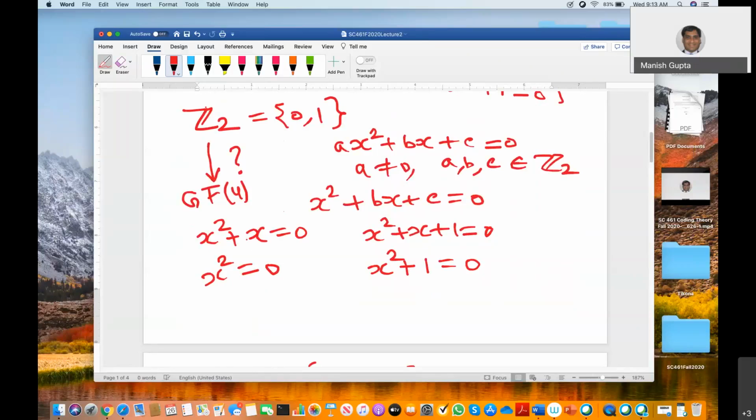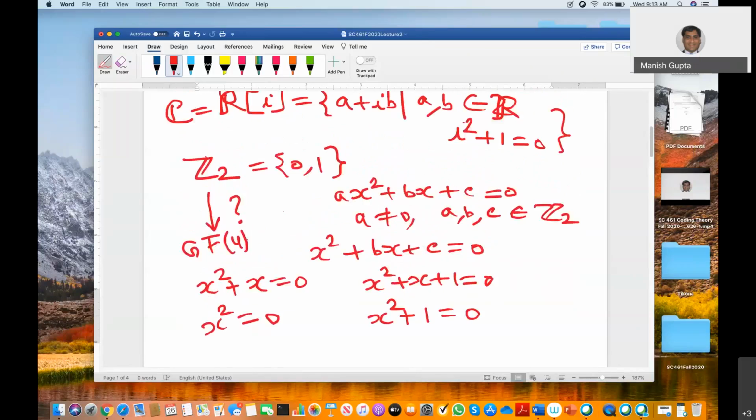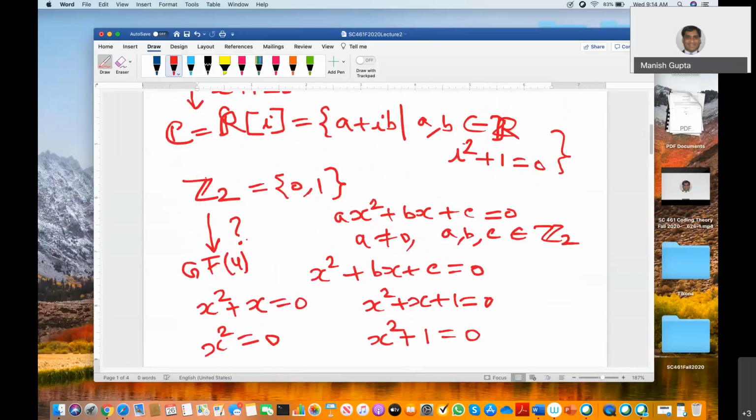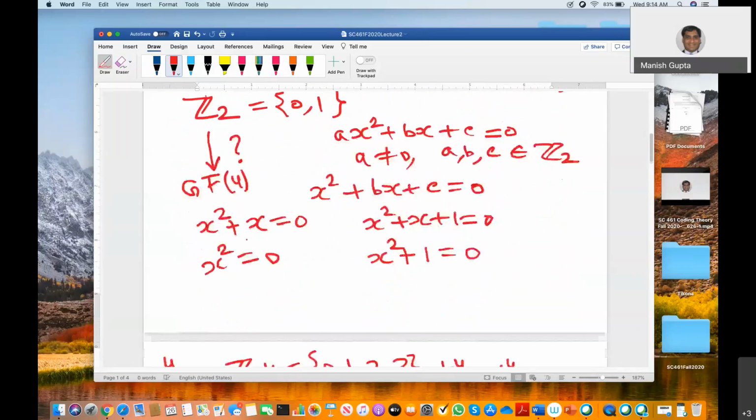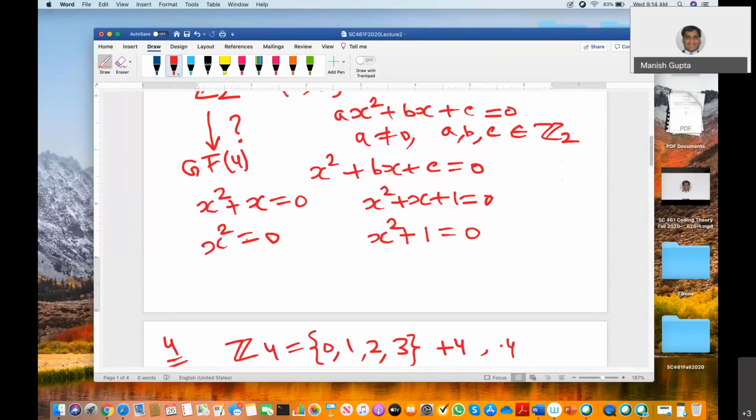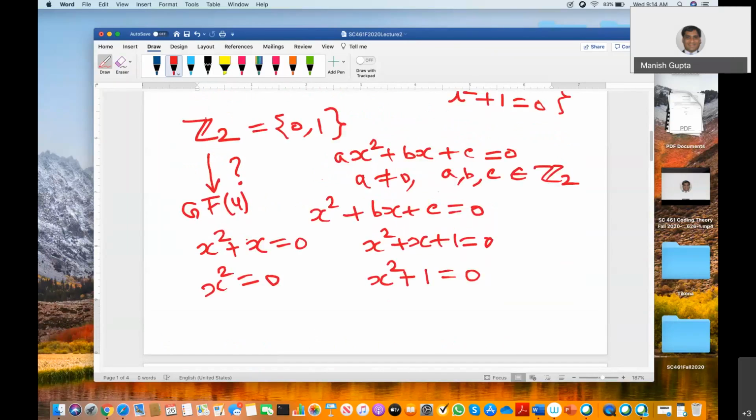Now, the first condition that we need to check for each of these 4 equations is, are there any roots in Z2? So let us focus on the first equation. x square is equal to 0. We know that x equal to 0 is a root here in the ground field. So this equation is not going to work, because this has a root in Z2.